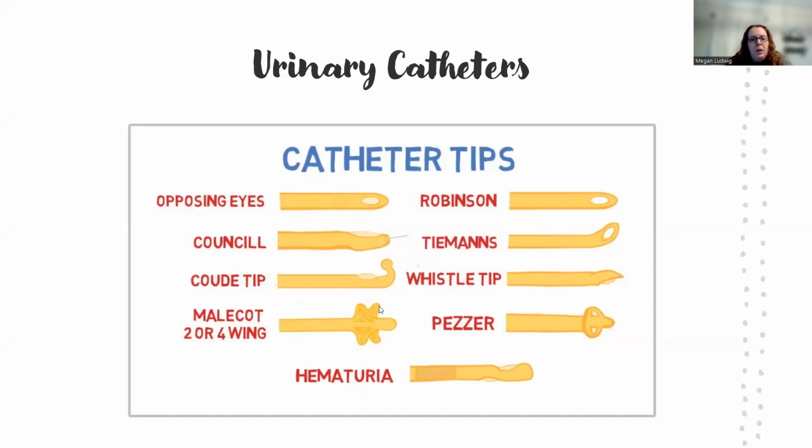Okay. Now these two right here, the Malecot and the Pezzer, are not urethral catheters, okay? Those cannot fit inside the urethra. These are going to be the suprapubic urinary catheters. These are two that you have to make an incision into the bladder to place. So they would stay in place because of their shape instead of an actual balloon being inflated. So the Malecot is sometimes called the wingtip, and the Pezzer is sometimes called the mushroom tip.